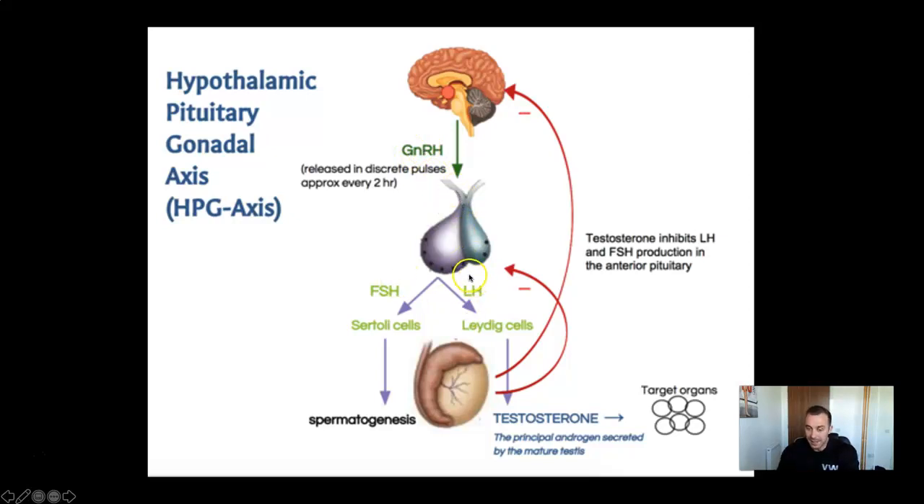Now, LH itself, as you can see, comes off here and impacts these cells called Leydig cells, right? Those will be in charge of producing testosterone. However, FSH itself is going to impact what we call the Sertoli cells in the testicles, which are directly in charge of spermatogenesis. Spermatogenesis needs testosterone in a decent amount, but as you can see, there are two different pathways that these hormones act upon. And again, that'll be really important for us discussing.